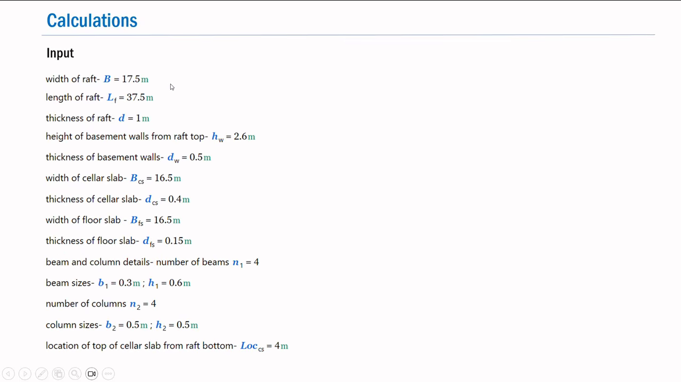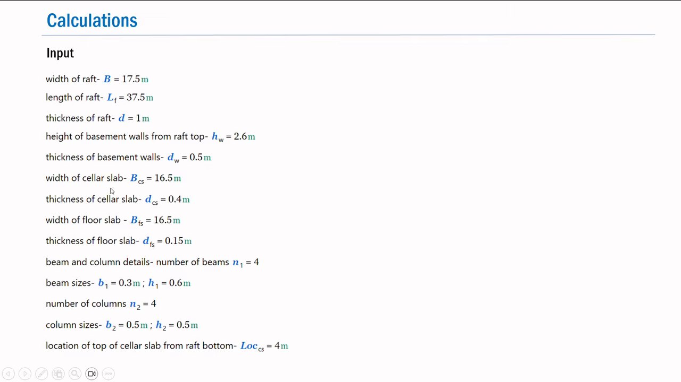Here are listed the basic input variables. The width of the raft B is 17.5 meters. The length of the raft LF is 37.5 meters. The thickness of the raft D is 1 meter. The height of basement walls from the raft top is taken as HW, that is 2.6 meters. The thickness of basement walls, which is provided all around the building, is taken as DW equal to 0.5 meters.